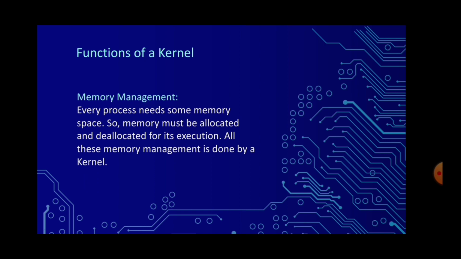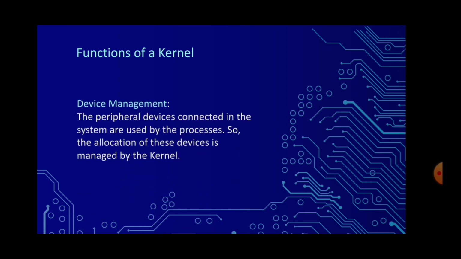Memory management. Every process needs some memory space, so memory must be allocated and deallocated for its execution. All this memory management is done by a kernel. Device management. The peripheral devices connected in the system are used by the processes, so the allocation of these devices is managed by the kernel.